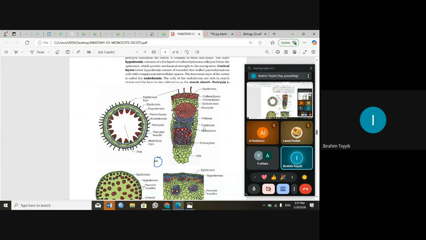So we have it above the vascular tissue, between the vascular tissues, which are phloem and what? And xylem. The first xylem is protoxylem and the second xylem is metaxylem. So we have vascular cambium between them.